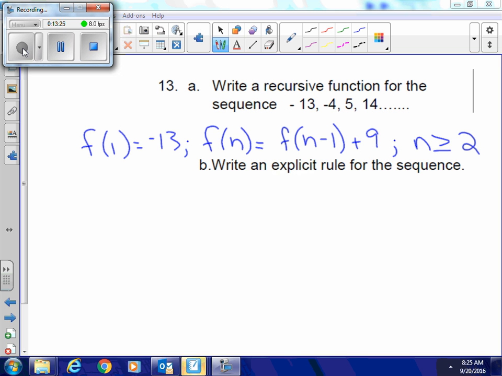Now we can turn this into the explicit rule. In the explicit rule, we start with the first term. We actually use it, and then we add to it our common difference, which was 9, multiplied by n minus 1. That's it.